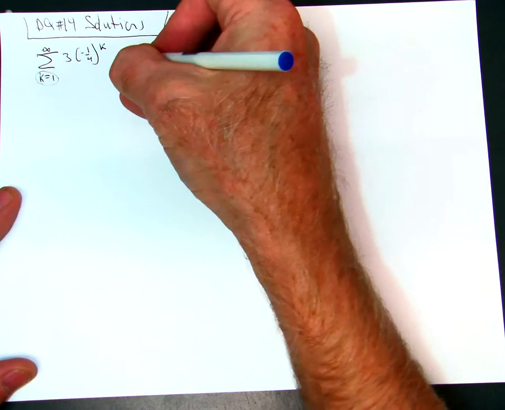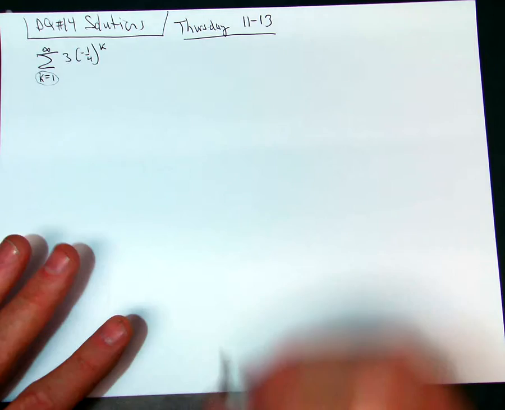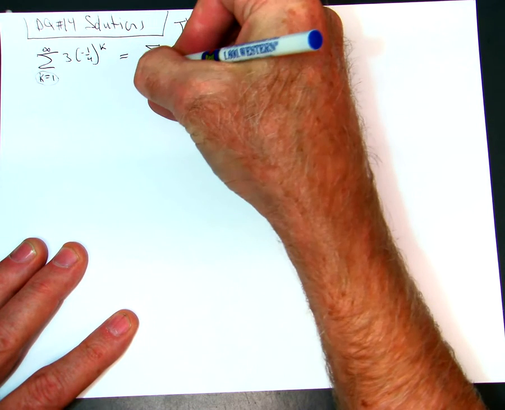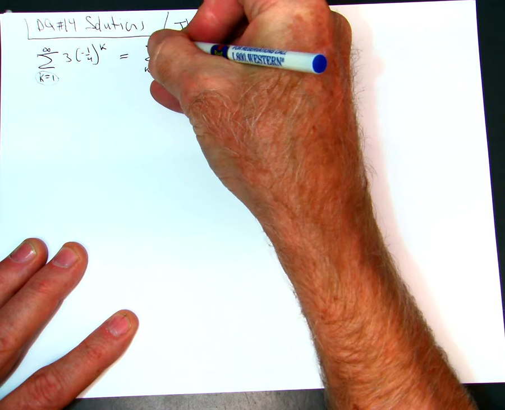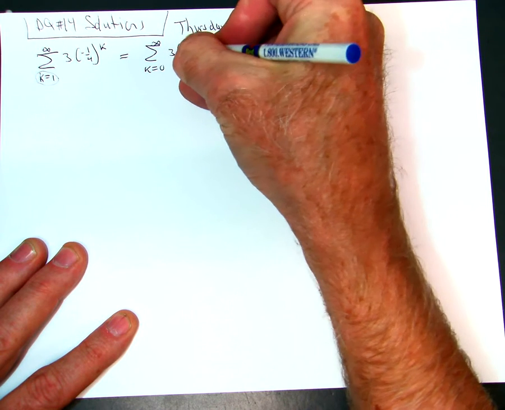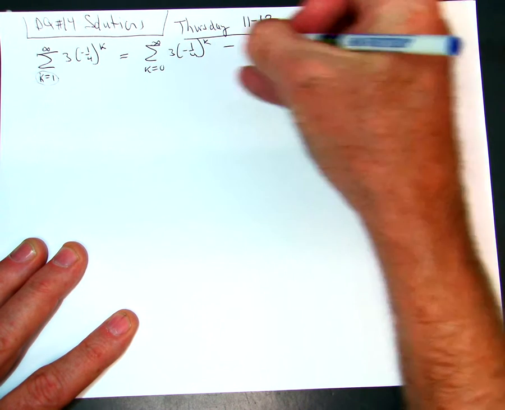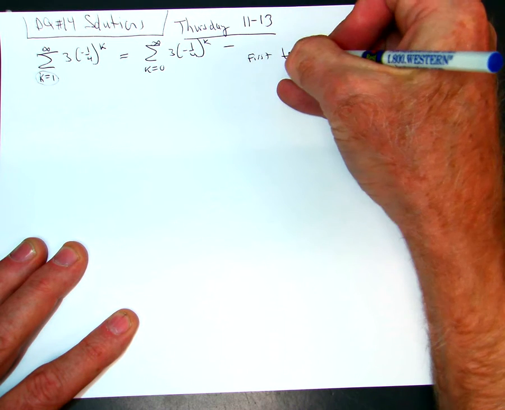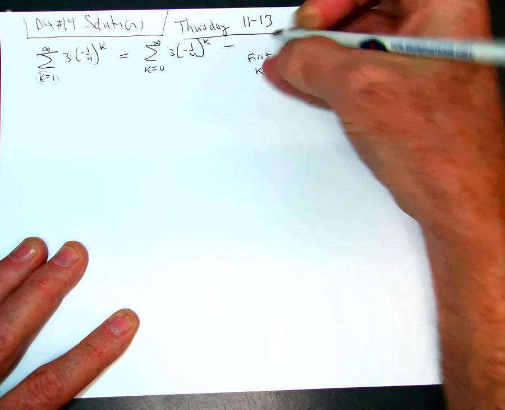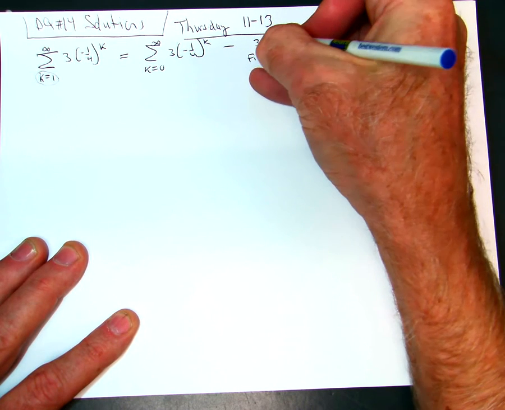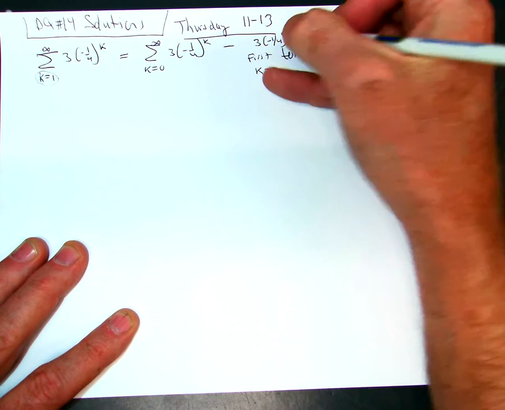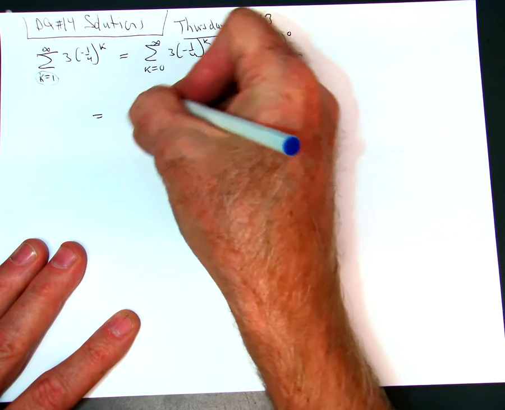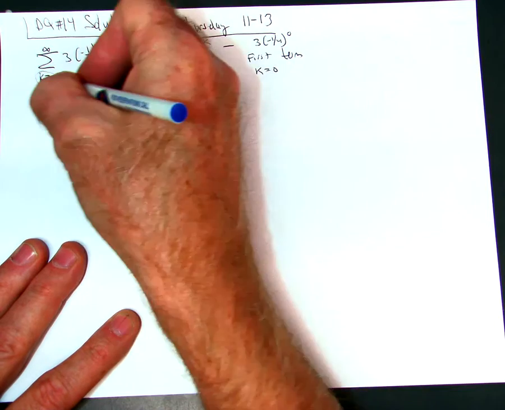So what I'm going to do is say this is equal to the full series minus the first term, which is the k equals 0 term, which would be 3 times minus 1/4 to the 0. Okay, so to do this out, we're going to use the formula.